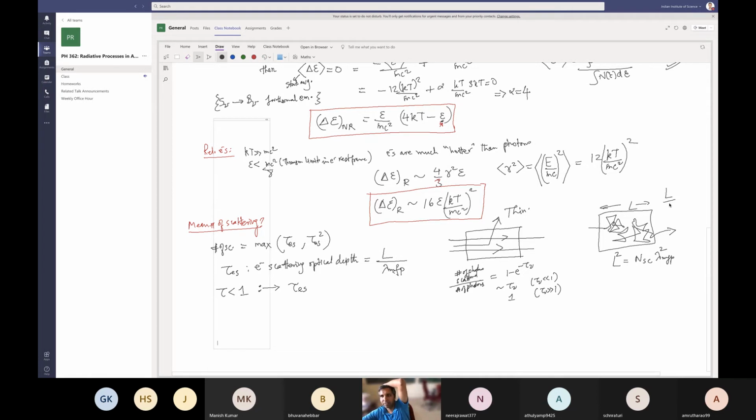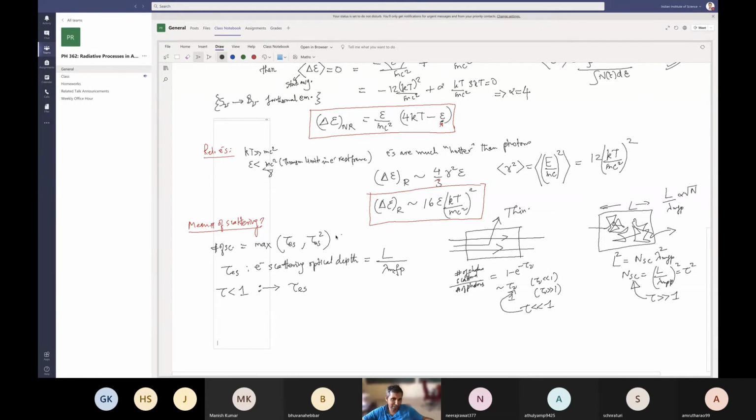The displacement is proportional to the square root of n rather than n. N is like ballistic. So in this case, the number of scatterings is equal to L by mean free path squared, which is equal to tau squared. So when tau is much bigger than 1, your n scattering is tau squared. When tau is much less than 1, the number of scatterings is tau, right?